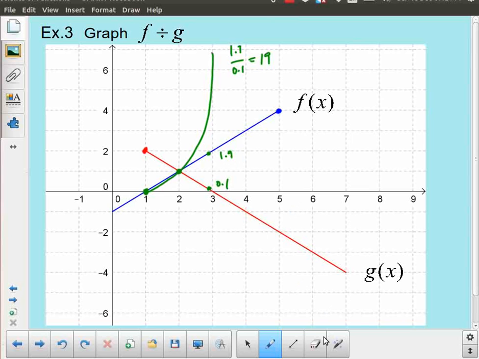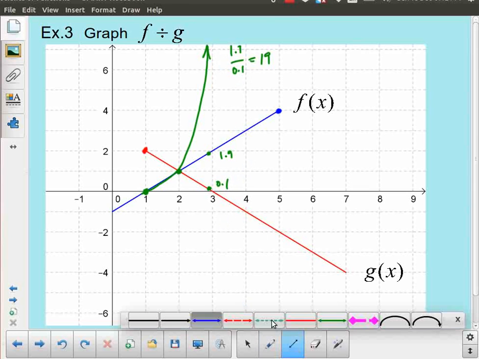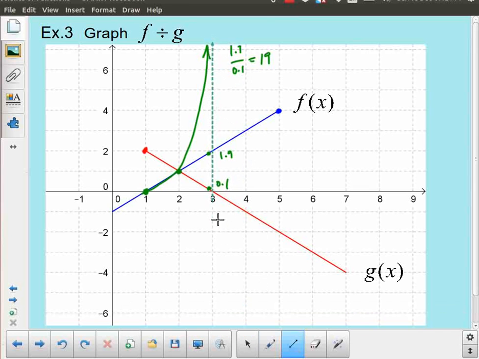So that tells me that this, well, I didn't do that very well. Let's try that again. That tells me I'm going to get something that looks like that. And that is a pretty clear indicator of an asymptote at x equals 3.